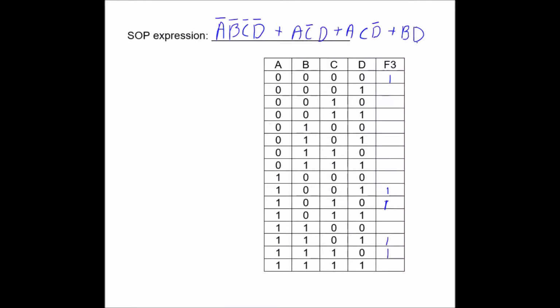And then finally, B, D. That's going to be a bunch of terms. So I'm looking for every place a B and a D are both ones. B and D are both, oh, wait a minute, this one. B and D are both ones here. B and D are both ones here. B and D are both ones here. Well, I already have one there. And B and D are both ones here.